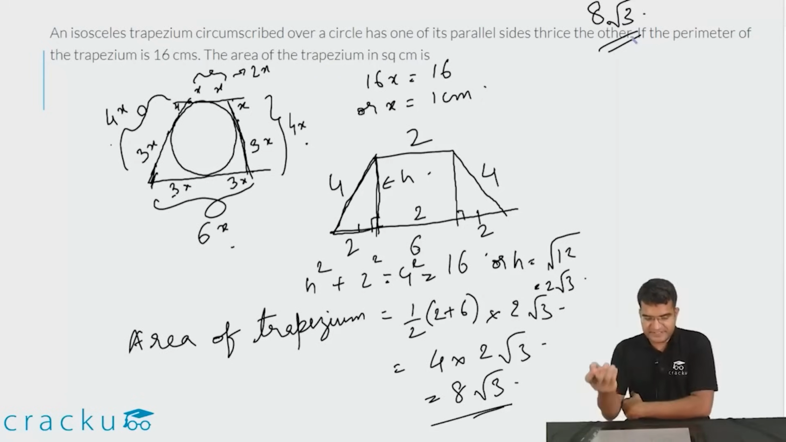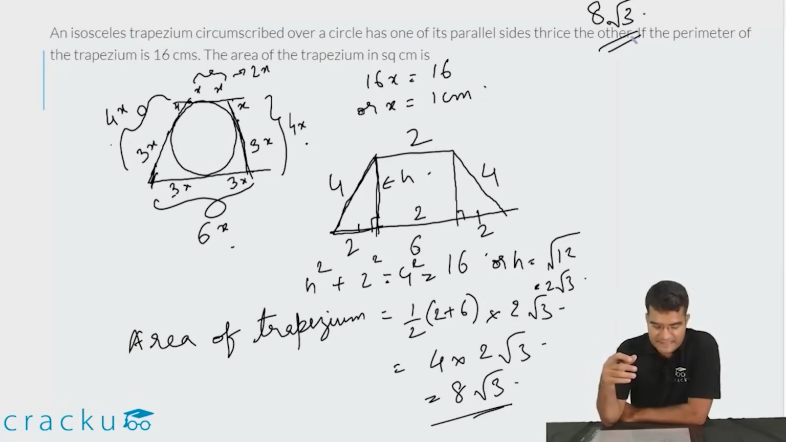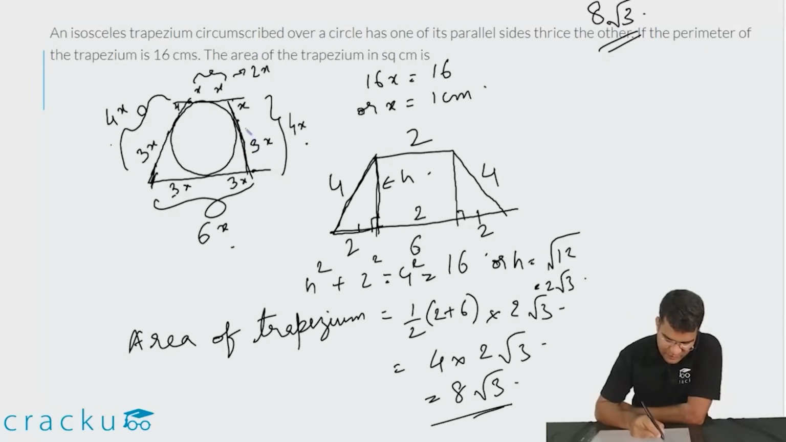In this question we have just used a couple of things. First is the length of the tangents from the same point to a circle are the same. We have used it multiple times. So for example, from this point, this side is 3x, this side is 3x. Similarly from this point, this side is x and this side is x. Once we know that all of them are the same, you can calculate the perimeter and find the values of each of the sides of the trapezium.